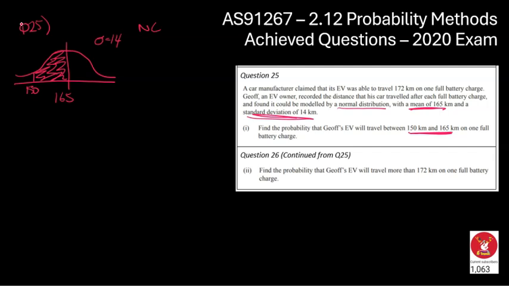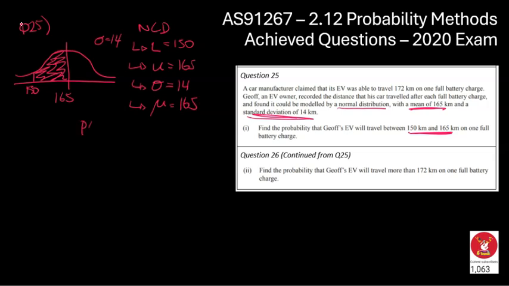So on my calculator, just a reminder, I'm going to be using my NCD mode. It's going to ask me for a lower, which is going to be 150 in our case. It's going to ask us for an upper, which is going to be 165. It's going to ask us for a standard deviation next, which is 14. And then finally the mean, which is also 165.